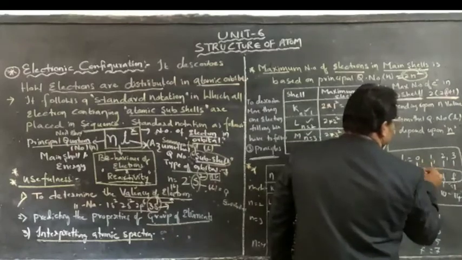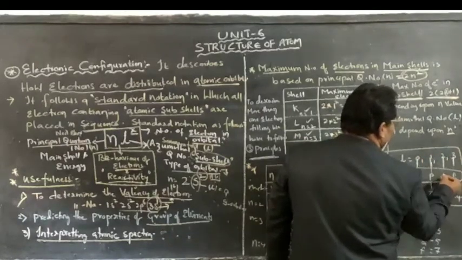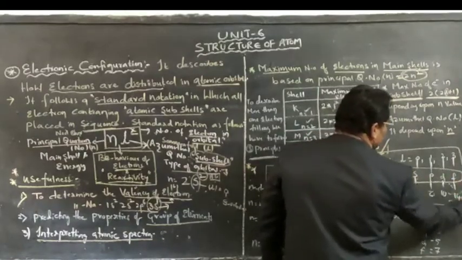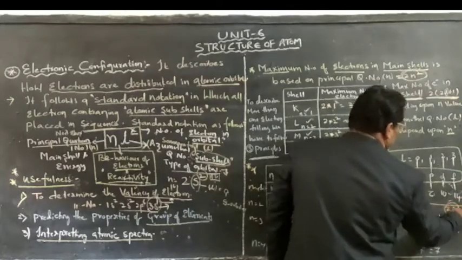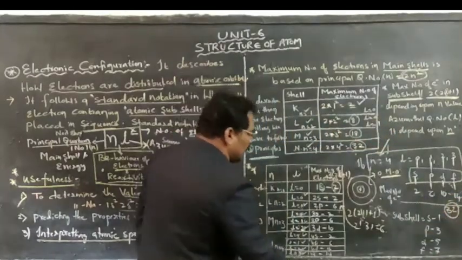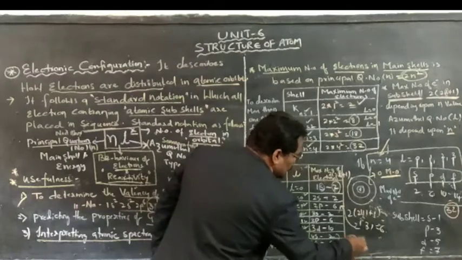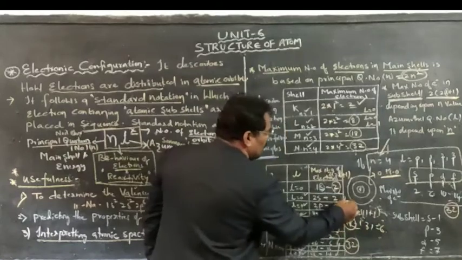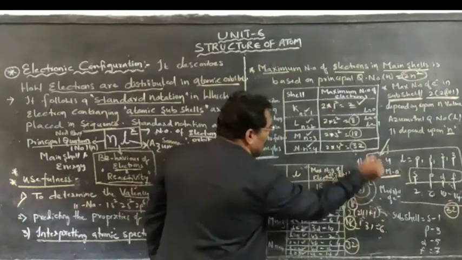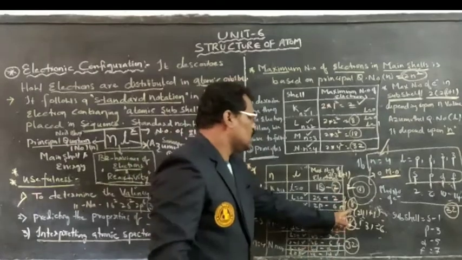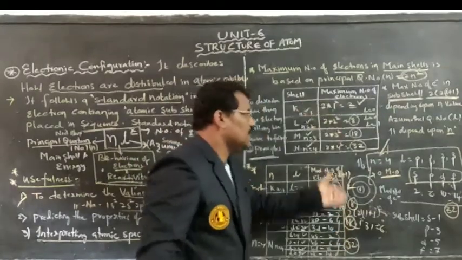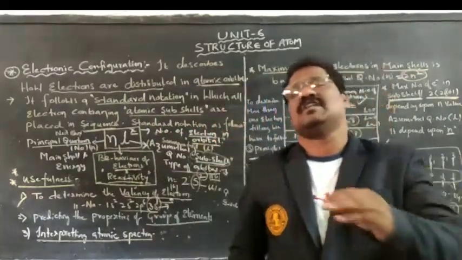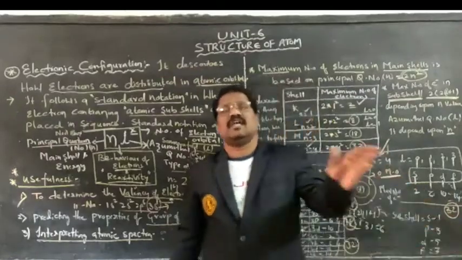For l is equal to 0, 1, 2, 3, these are s, p, d, f. In these we have 2 electrons, 6 electrons, 10 electrons, and 14 electrons. Total number of electrons will be 32. If I add all these, I get 32 electrons. For n is equal to 3, I get 18 electrons. For n is equal to 2, I get 8 electrons. For n is equal to 1, we get 2. So 2, 8, 18, 32, in that way electrons can be accommodated into subshells as well as main shells.